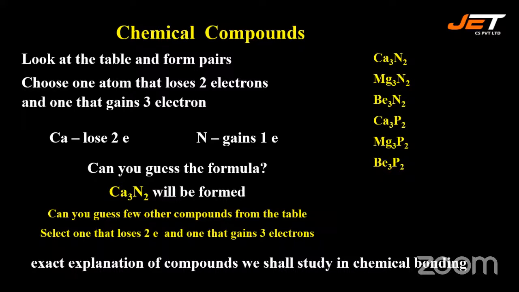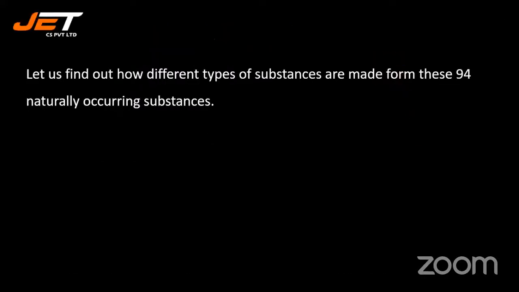Okay, so this will be 3 electrons. Okay, this will be 3. So someone loses 2 electrons, someone gains 3 electrons. So accordingly, 3 calciums and 2 nitrogens are needed to form a stable compound.